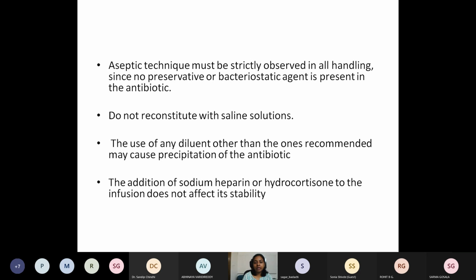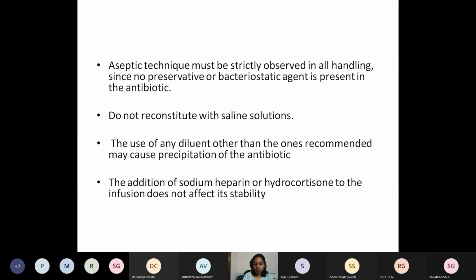Now what we need to remember is that this is an antifungal, it has no antibacterial activity. Because of this, anytime you're injecting anything into the infusion solution, strict asepsis needs to be observed since there is no bacteriostatic agent. Do not reconstitute with saline solutions. It is a very unstable compound. It precipitates very easily. The reason why we cannot add saline or any other diluents that are being recommended is that it will be ineffective if it precipitates. So you have to make sure that it is completely shaken, it is clear, and reconstitute only with 5% dextrose.